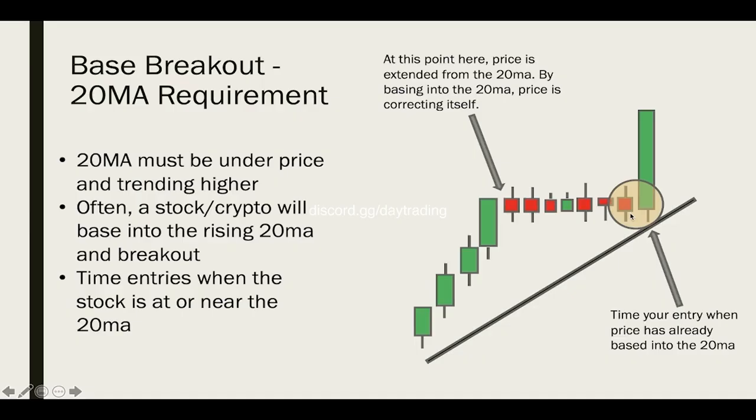So our goal is to time your entry when price has based into the 20-day moving average, or we just want at least the 20-day moving average to be near price. Okay, we don't want to be buying it here because right here, there's still some distance between the 20-day moving average and price. There's still some extension. We want to be buying when it's at or near the 20-day moving average, when there's no extension. Okay, when we're not overbought at all. Hopefully that makes sense. So the overarching theme here, guys, is for a breakout, make sure the moving average is trending and under price, and you want to be buying it at or near the 20-day moving average.